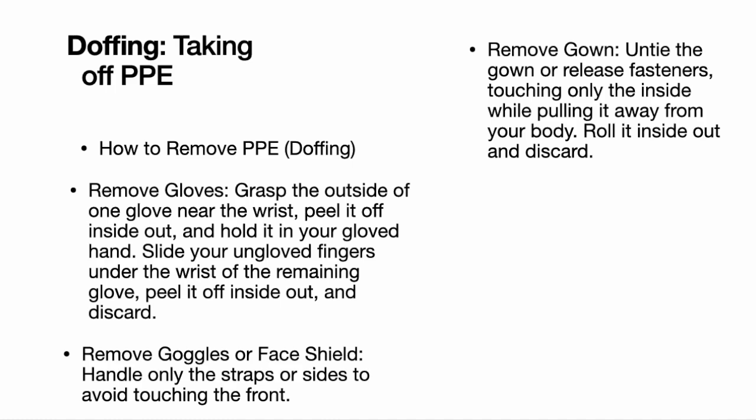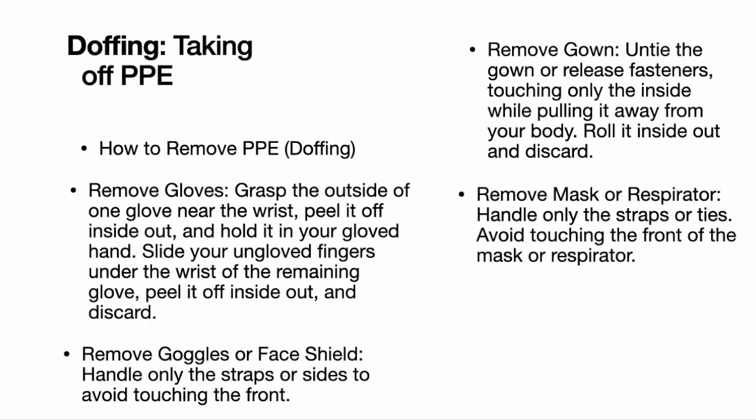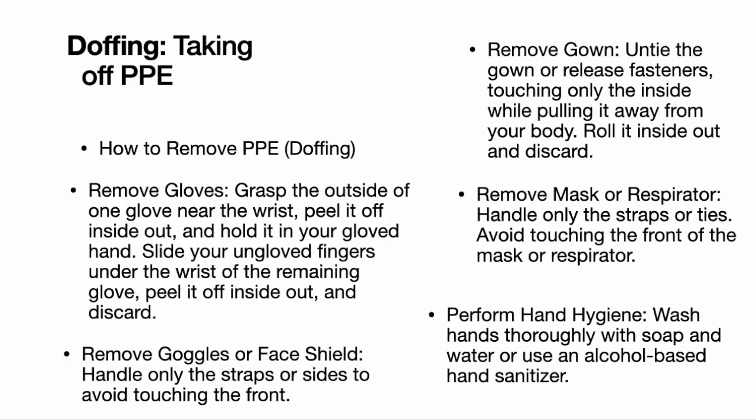Remove gown. Untie the gown or release fasteners, touching only the inside while pulling it away from your body. Roll it inside out and discard. Remove mask or respirator. Handle only the straps or ties. Avoid touching the front of the mask or respirator. Perform hand hygiene. Wash hands thoroughly with soap and water or use an alcohol-based hand sanitizer.